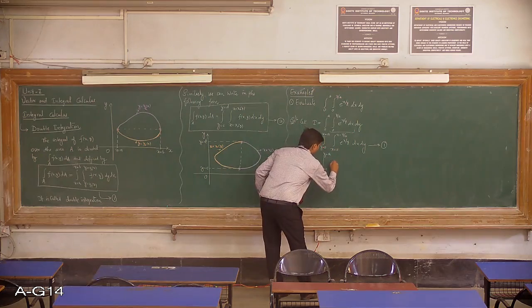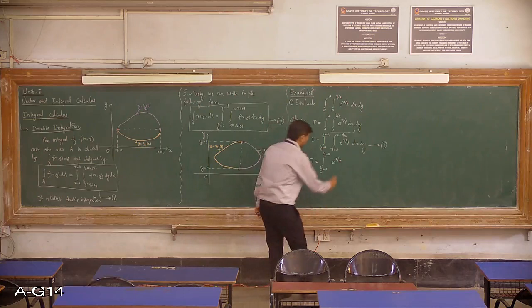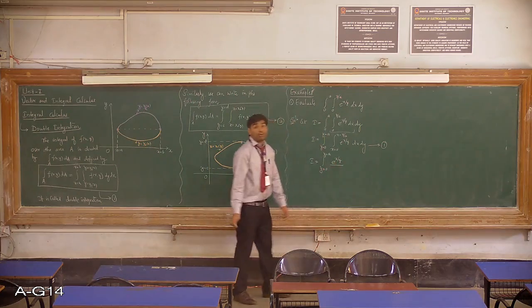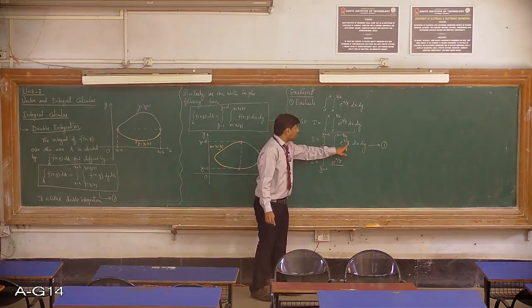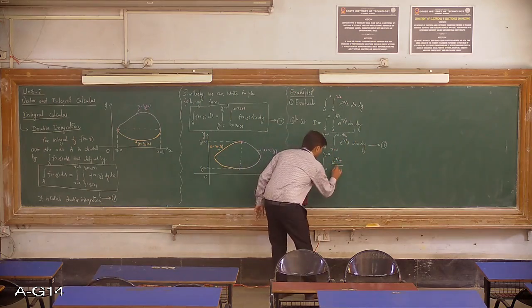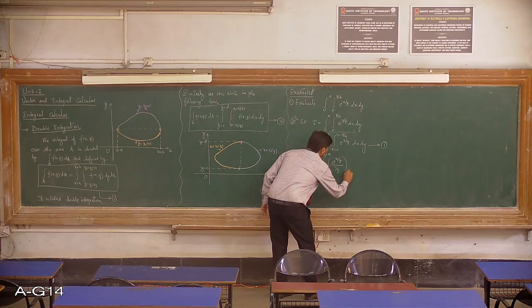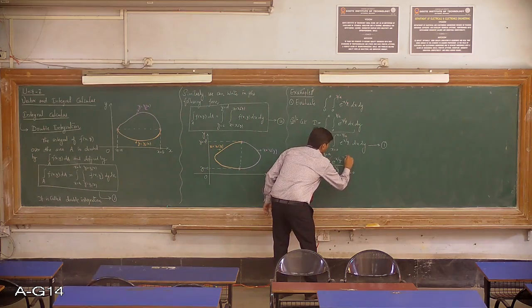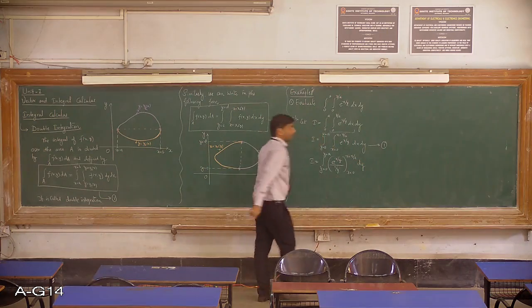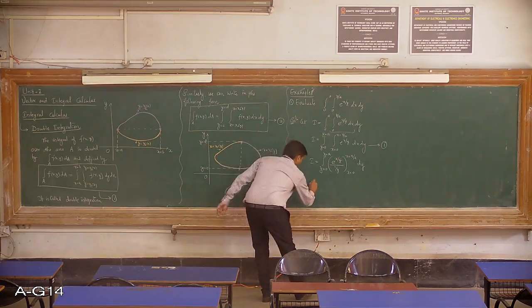Therefore e to the power x by y we have to keep first as it is. Next we need to divide it by the constant. What is the constant here? 1 by y is the constant. So here you can write 1 by y, and limits are from x equals 0 to x equals y by a, and here it is dy.